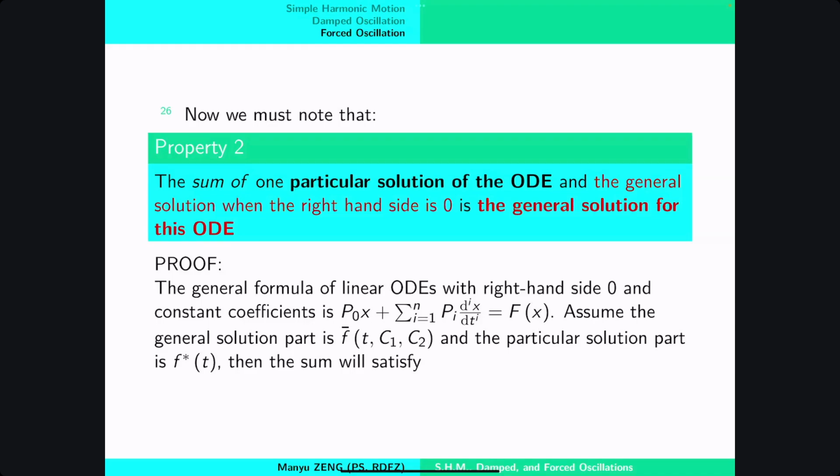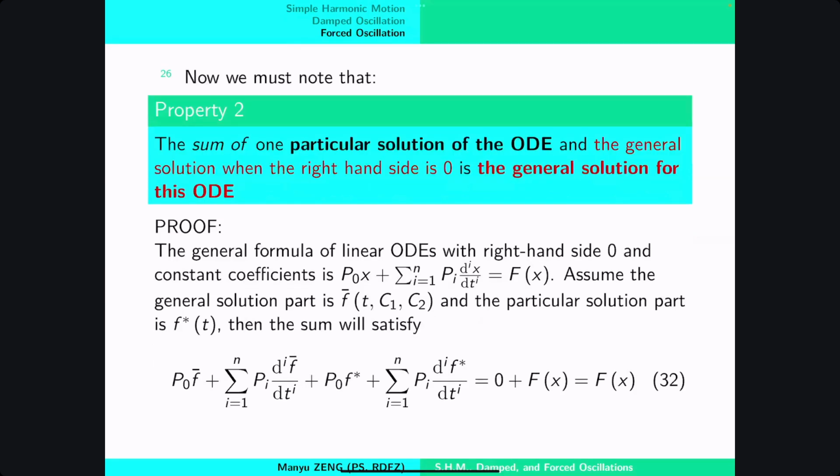And the particular solution part, the bold black word in property 2, particular solution of the ODE is f star t, and the sum of them will satisfy this. So we add them, and we found that there's four terms on the right hand side. On the left hand side, the first two terms is f bar. It's related to f bar.